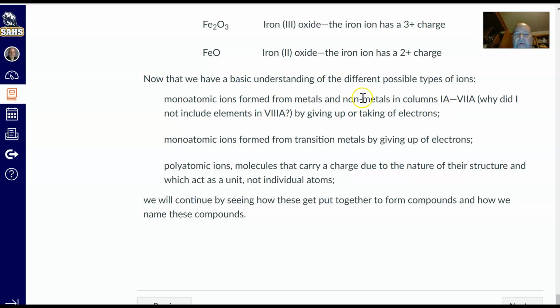If I have metals or nonmetals in columns 1A through 7A, and I didn't include 8A because they don't react, right? They don't form ions. Their outer shell is already filled, and they don't have the ability to take or give up electrons.